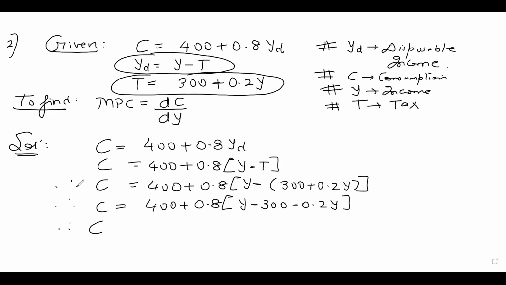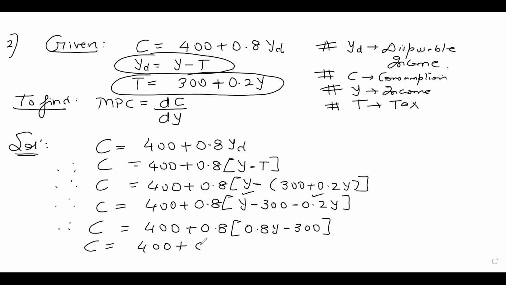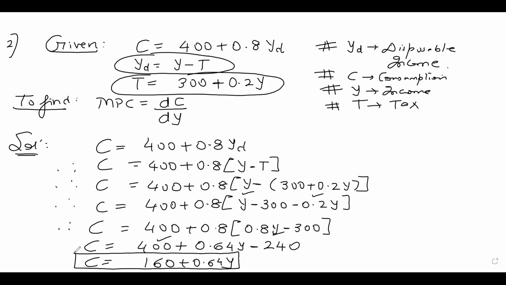So therefore, my consumption is 400 plus 0.8 times Y minus 0.2 Y, which is 0.8 Y, minus 300. If I solve this further, this is 400 plus 0.8 into 0.8, which is 0.64 Y, minus 0.8 into 300, which is 240. So my C is equal to 400 minus 240, which is 160, plus 0.64 Y. This is my Keynesian consumption function.